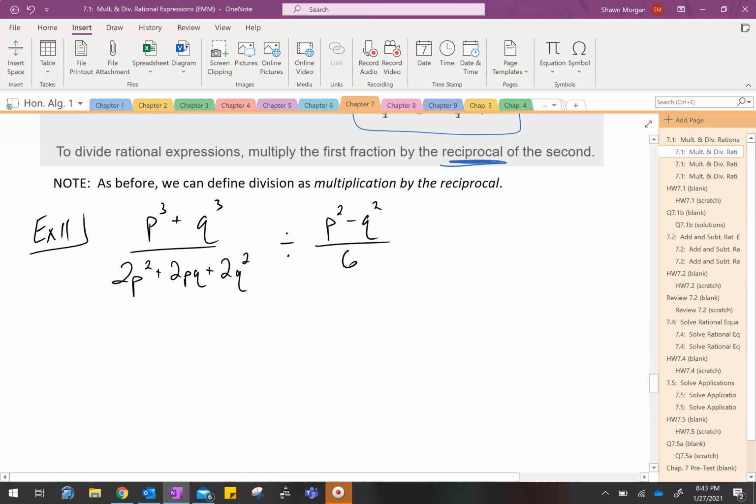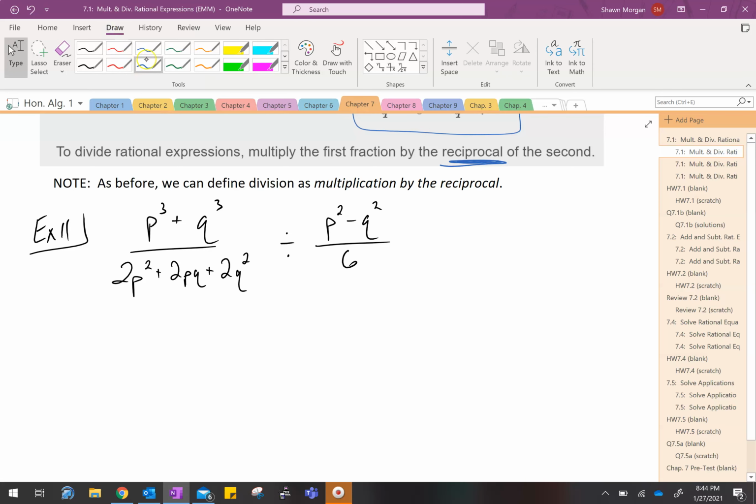Now, in this example 11, my recommendation is to, right out of the gate, go ahead and flip that second fraction. Before you start factoring and trying to simplify, just rewrite that as a new problem. So we've got P cubed plus Q cubed over 2P squared plus 2PQ plus 2Q squared.